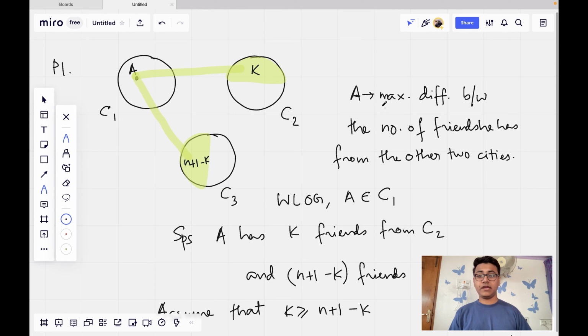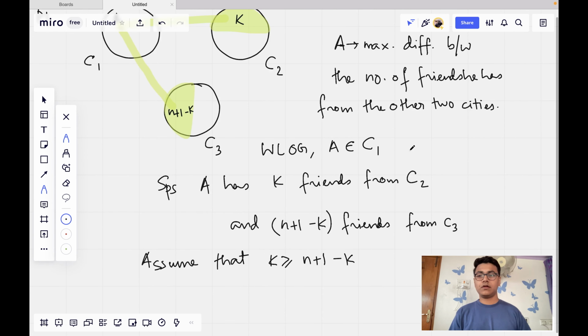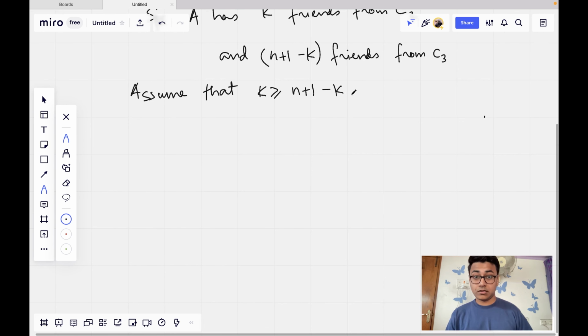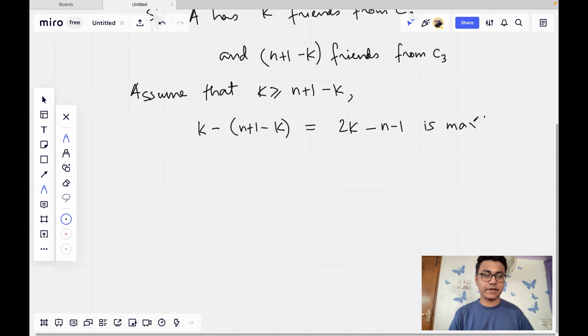Since we said that A has the maximum difference between the number of friends he has from the other two cities, in mathematical notation, that just means that k minus (n plus 1 minus k), which equals 2k minus n minus 1, is the maximum value of the difference, right? We'll highlight this because we will need this in our solution.